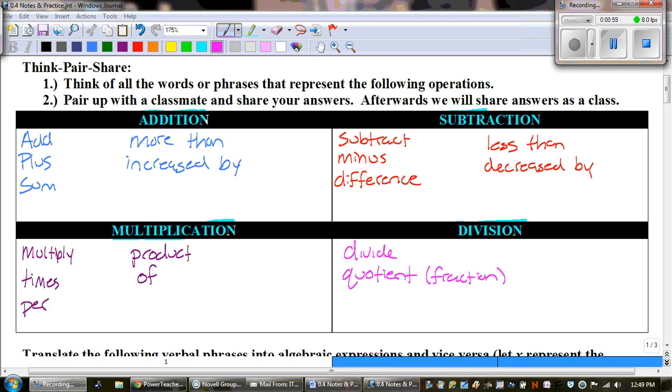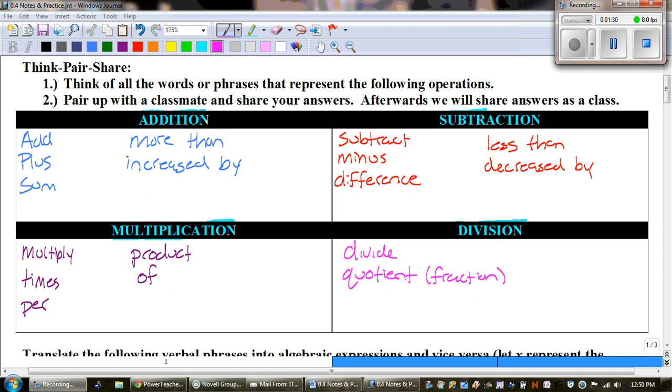Okay, and there are all the words that I came up with. So, addition, we've got add, plus, sum, more than, and increased by. Now, someone in class asked, well, what about total? Well, the word total is asking for an answer to something, okay? It doesn't mean that you're doing addition. It's just the answer of everything. So that's why total isn't on there.